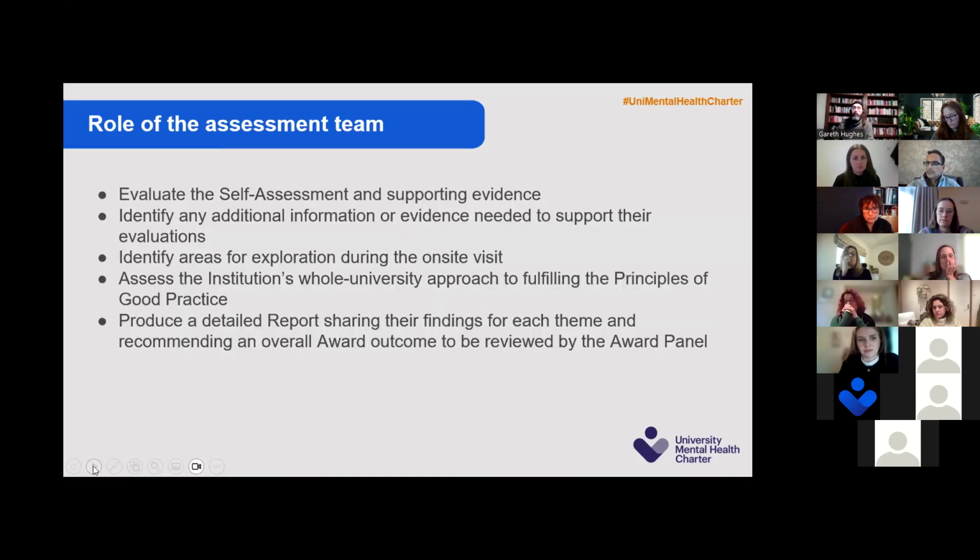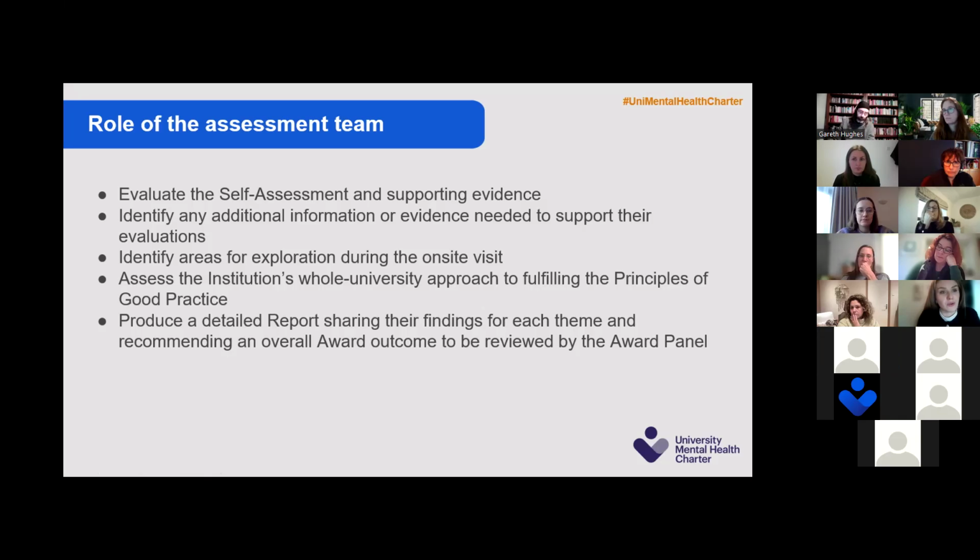I think none of this will be new, but we wanted to make sure that we just recapped the role of the assessment team when opening this session. So thinking about evaluating the self-assessment and all that supporting evidence, identifying additional information or evidence needed to support evaluations. Of the couple of assessments that I've joined and been part of, the quality of the information provided in that initial batch can vary, but hopefully we are moving to a point soon, and through some of the mandatory workshops that we are doing, where the quality of the self-assessments and the evidence that's submitted continues to improve.